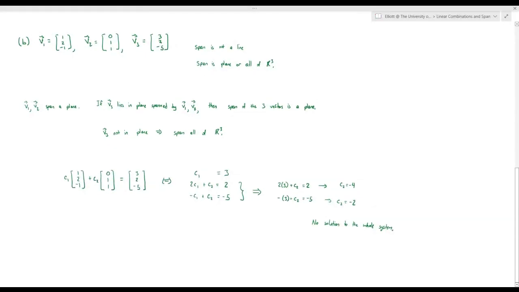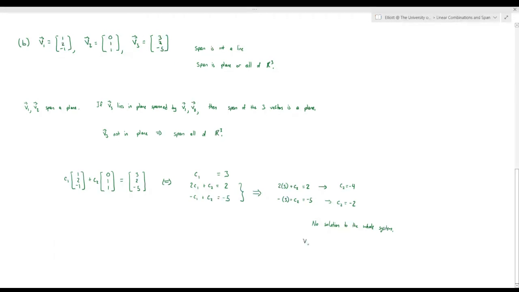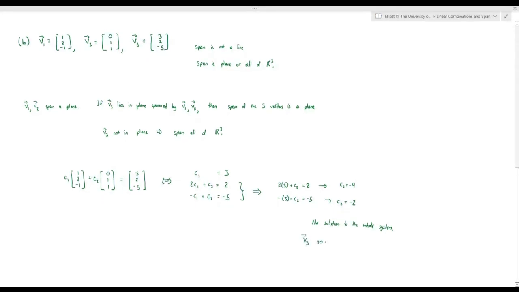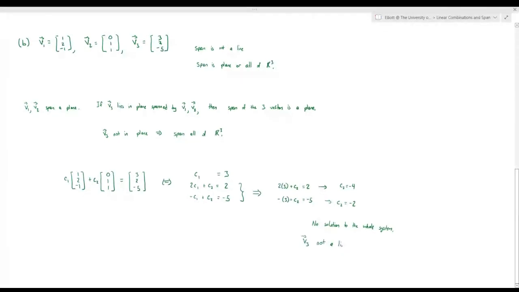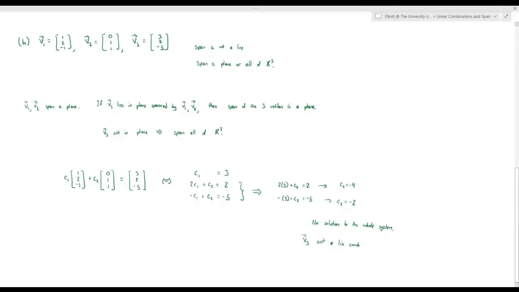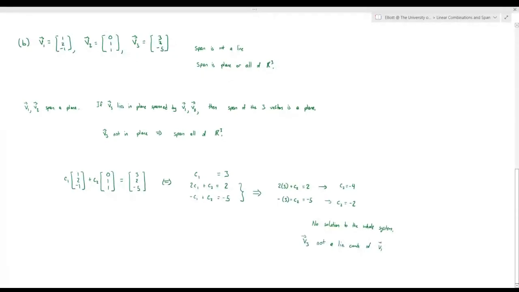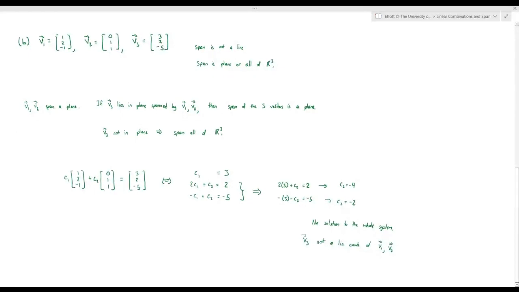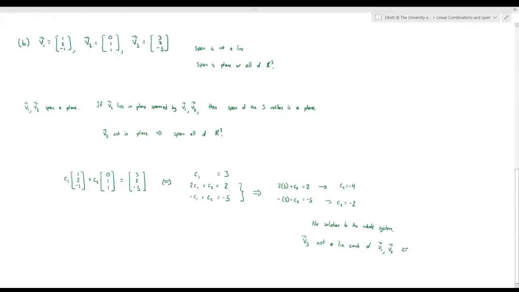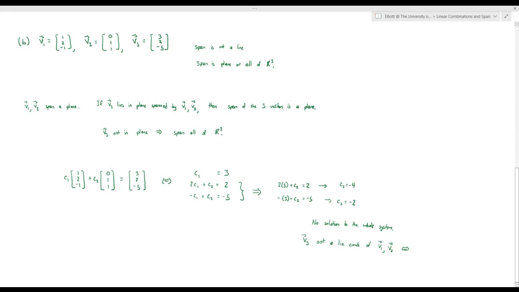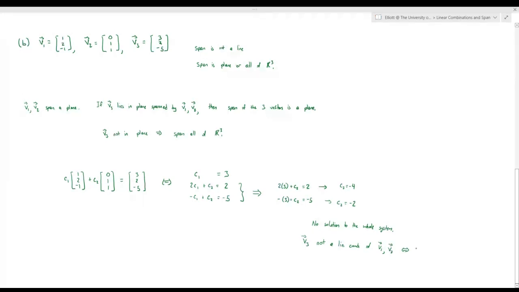So what's the takeaway if there's no solution to this system of equations? That would mean that V3 is not a linear combination of V1, V2. Meaning that V3 is not in the plane spanned by V1 and V2.